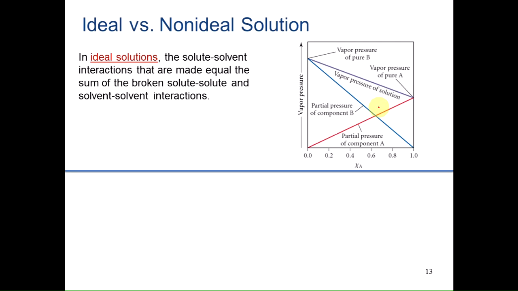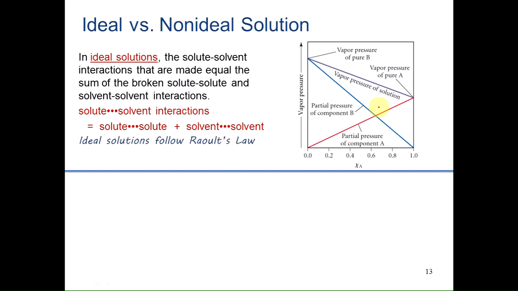Now there are ideal and non-ideal solutions, just like when we talked about gases, there are ideal gases and non-ideal gases. We have the same kind of thing where it doesn't quite work out as easily as we sometimes first describe it. In ideal solutions, the solute-solvent interactions that are made equal the sum of the broken solute-solute and solvent-solvent interactions. So if this were true, this would be an ideal situation, and it would follow Raoult's law.